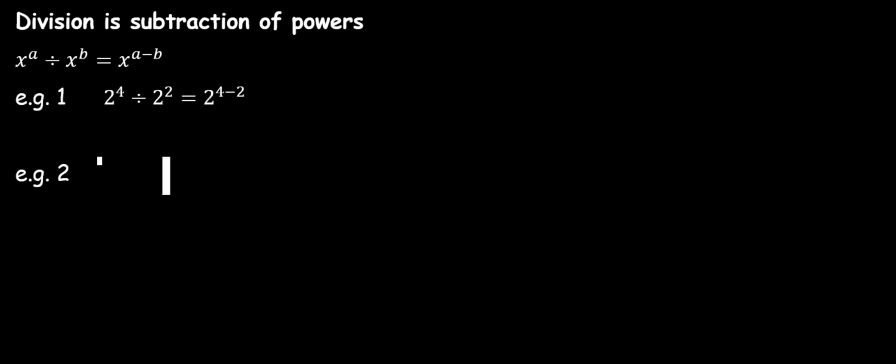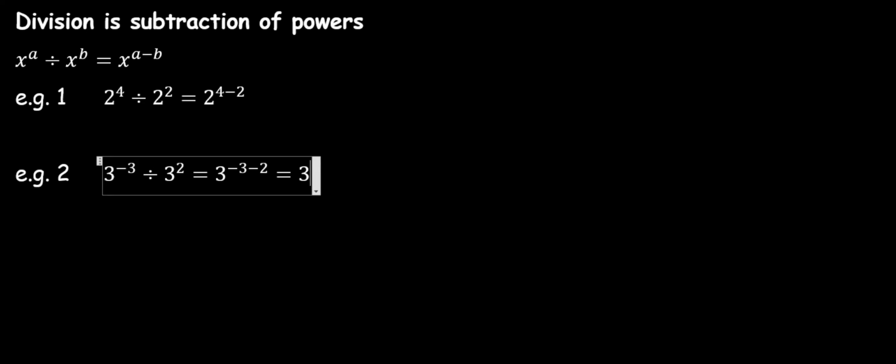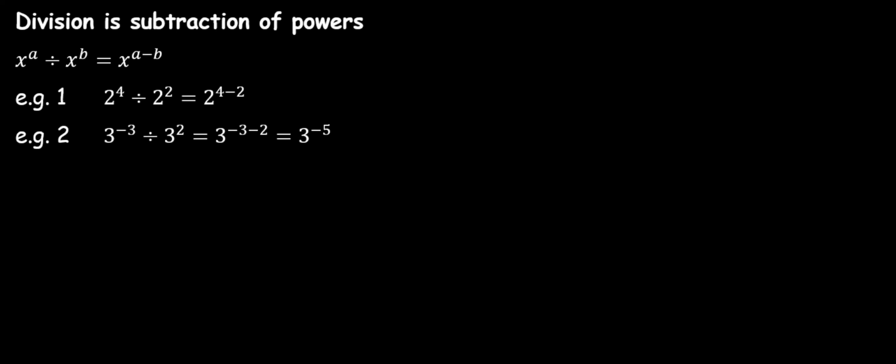Let's take another example. 3 raised to power minus 3 divided by 3 raised to power 2 is equal to 3 raised to power minus 3 minus 2, which is equal to 3 raised to power minus 5. Take note of that example. The first power was negative before we introduced the one that has to do with the law.